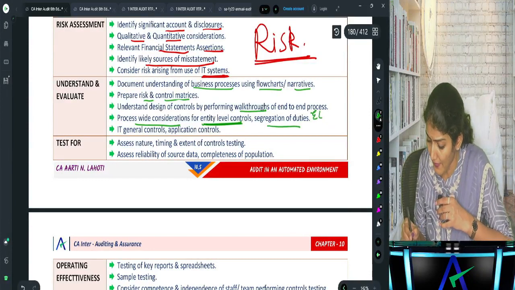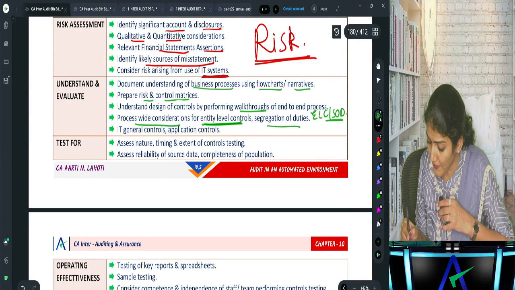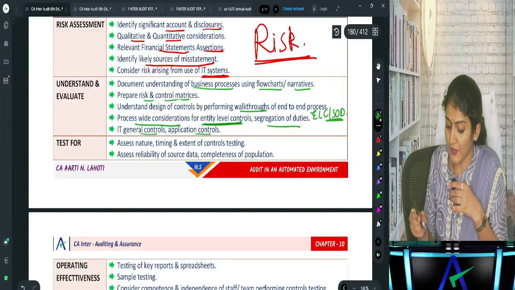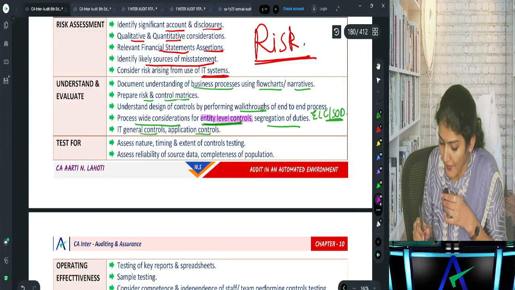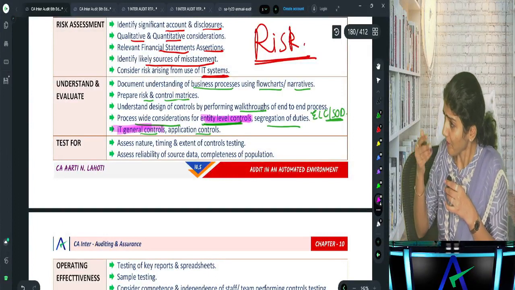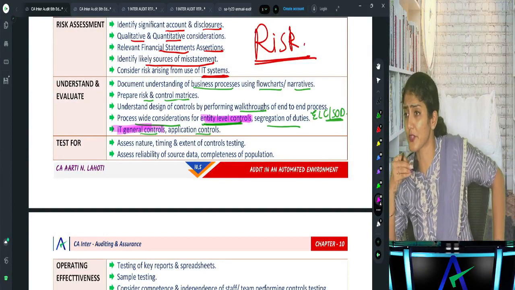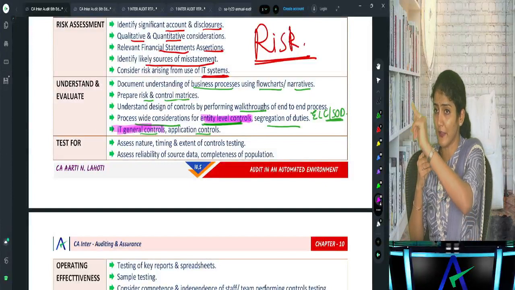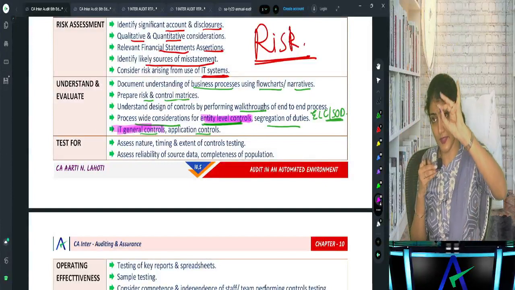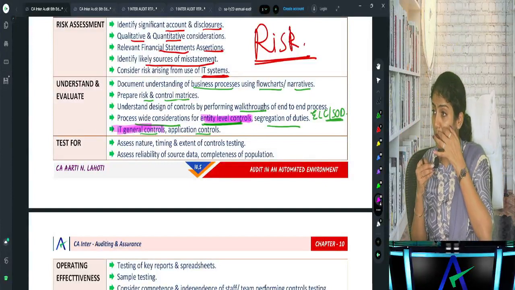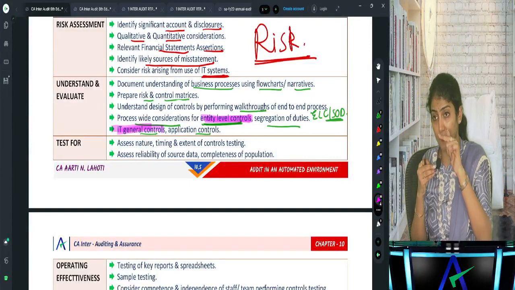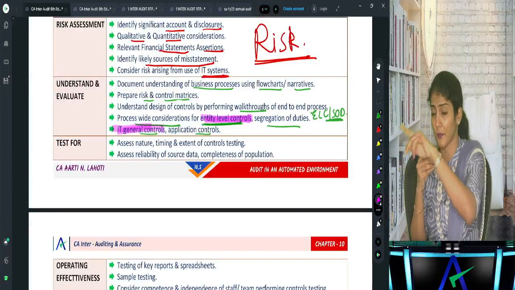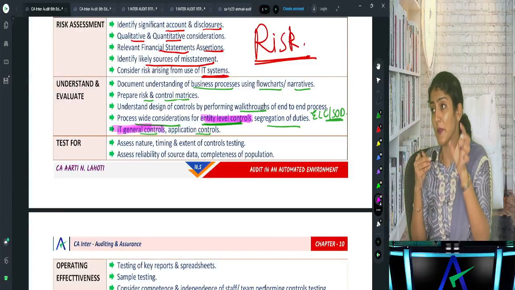What is ELC? Entity level control. And you check for the segregation of duties. Then after that, you also check for IT general controls and the application controls. Are you understanding that? Understand and evaluate. One, risk assessment. Then understand and evaluate. How to understand? Flowchart, narrative, prepare risk and control matrices, then do the walkthrough, then ELC, SOD, and then IT general controls and the application control.